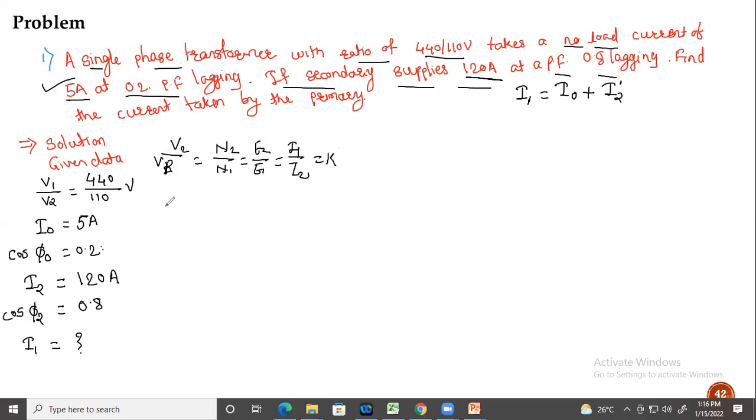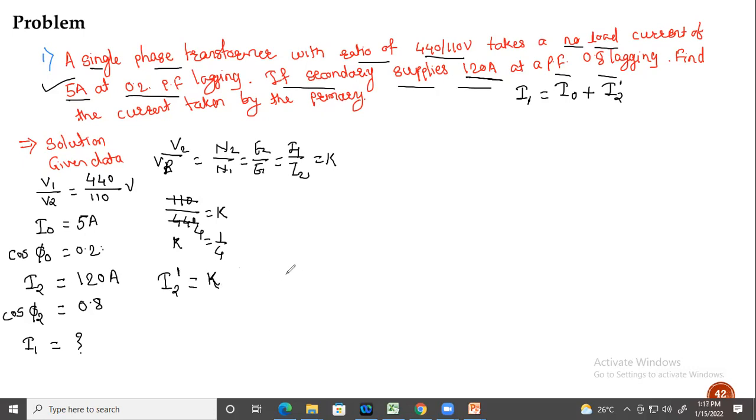So according to this we are able to calculate V2 divided by V1, 110 divided by 440, it is nothing but K. K ची value, so K is equal to 110 divided by 440, which is nothing but 1 by 4. K is equal to 1 by 4. याच्यावरून K ची value निघेल. Now if we are getting the value of K, then we are able to calculate the value of I2 dash.